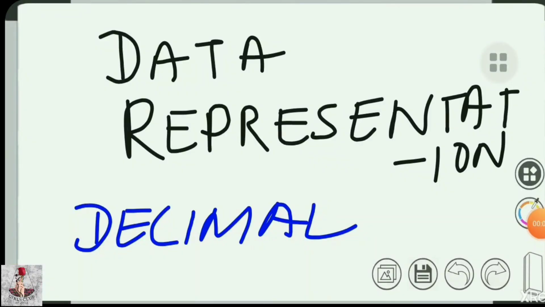Okay, so today we're going to learn about data representation in computer systems, right? You know how data is represented in computers in the form of numbers, right? So different number systems are used for representing data. Today we're going to focus on the decimal number system, but I will give you all a brief description about the other number systems that you learn.